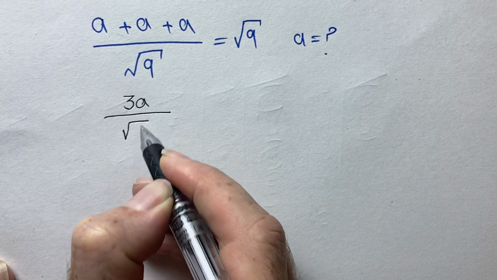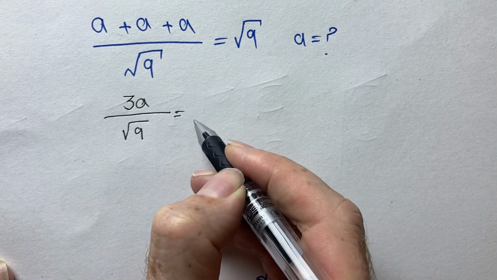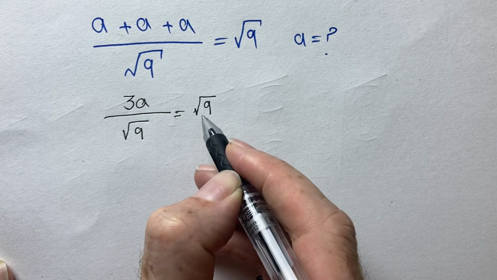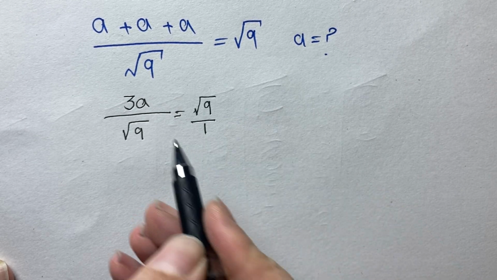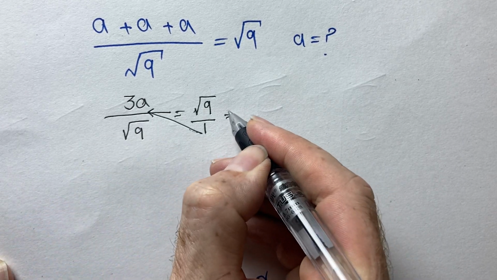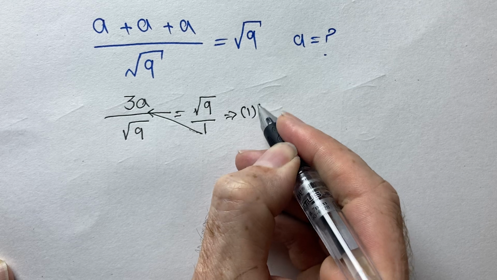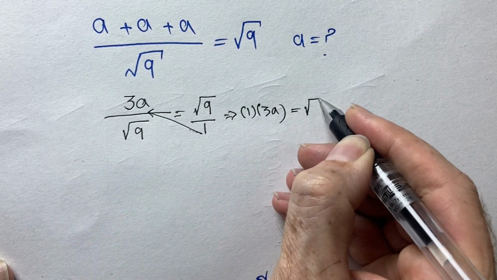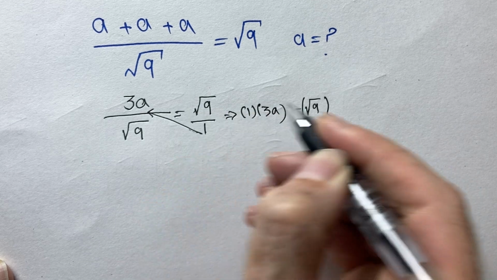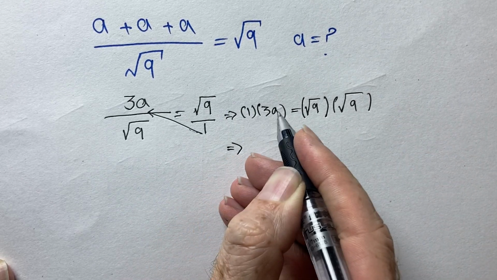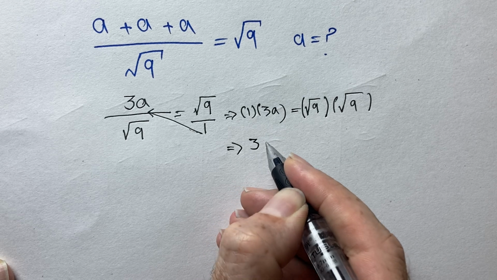Here we have the second root of 9 equals, on the right side, the second root of 9. The second root of 9 can be written in the form of the second root of 9 over 1. So now I'm going to use cross product, which means this one times this, it is going to be 1 times 3a on the left side, and on the right side, this second root of 9 times this second root of 9. So what do we have? Left side, 1 times 3a is 3a.